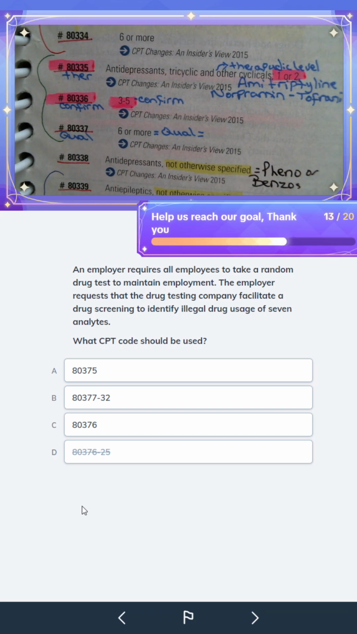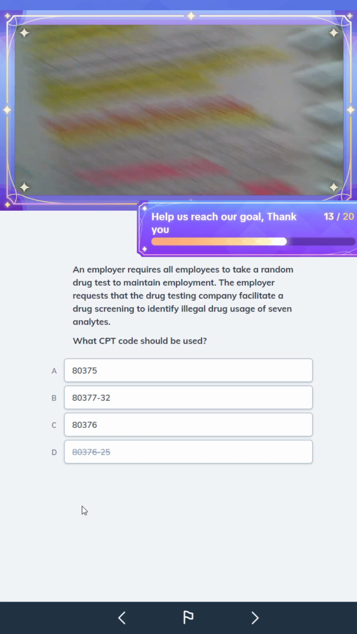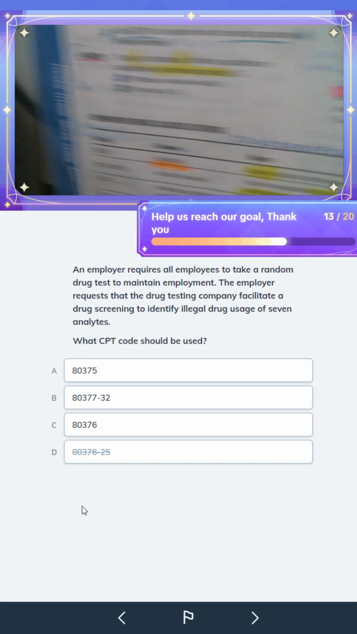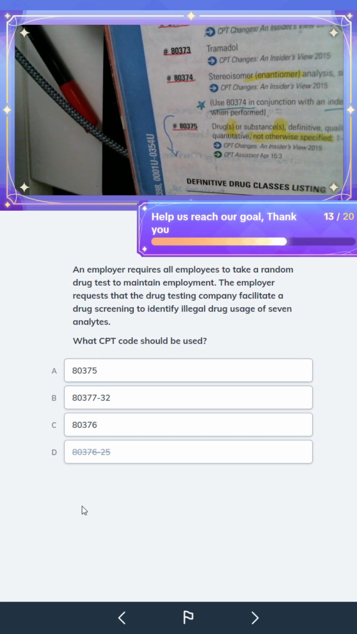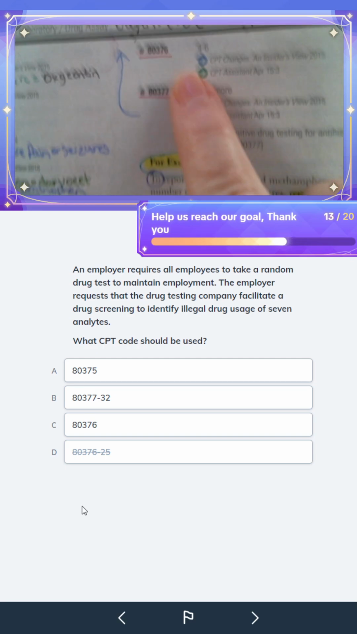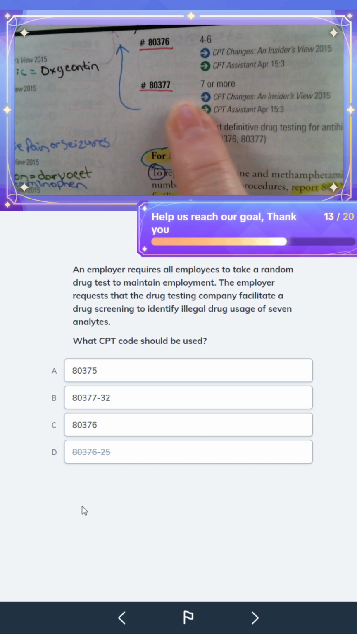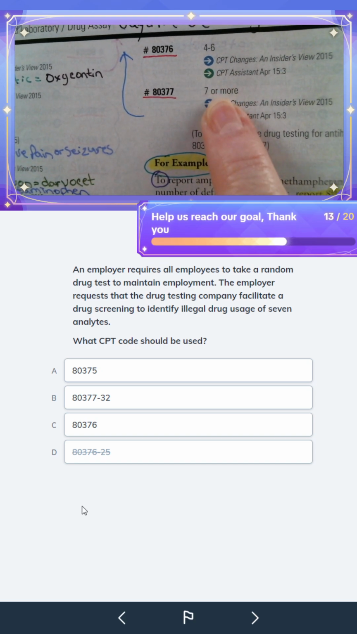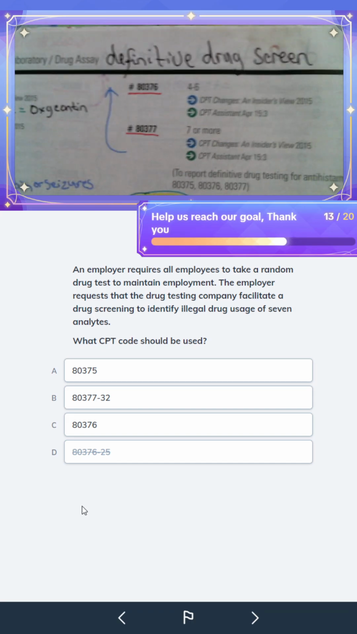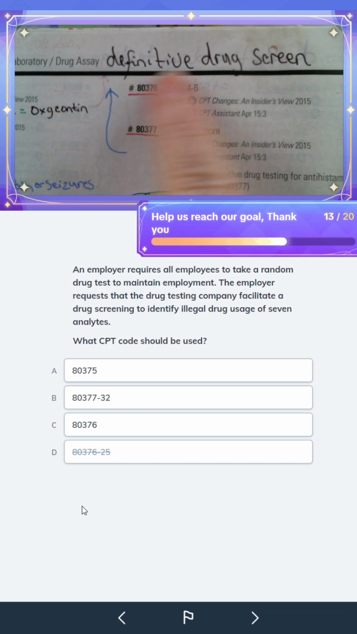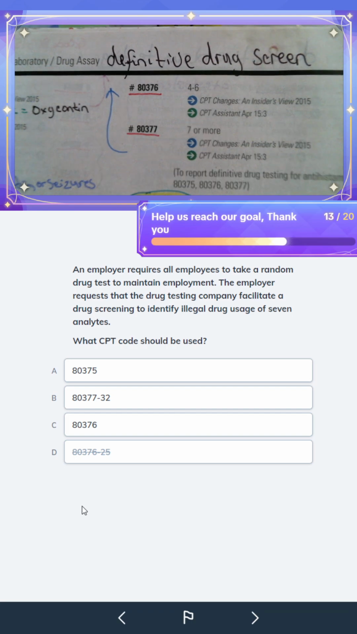All right, 0375. We're going to be over here. So we've got our 75 here, our 76, and our 77 here. And it's just separated by number of tests. So how many tests did we do? And this does not have a header noting that it's a definitive drug screen, so that's why I have it in my notes so that you can find it and do it.